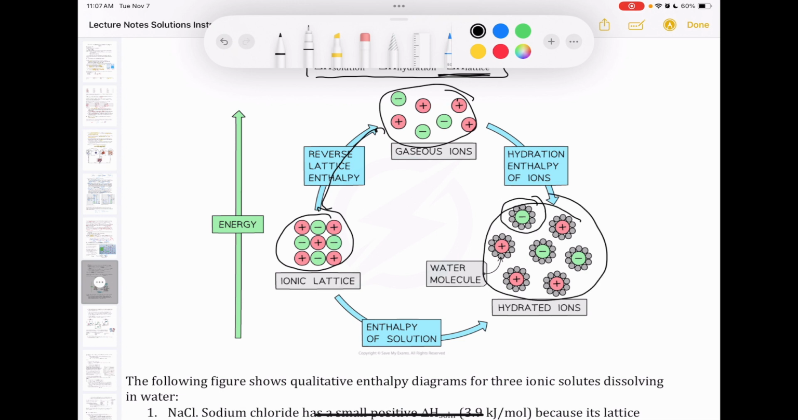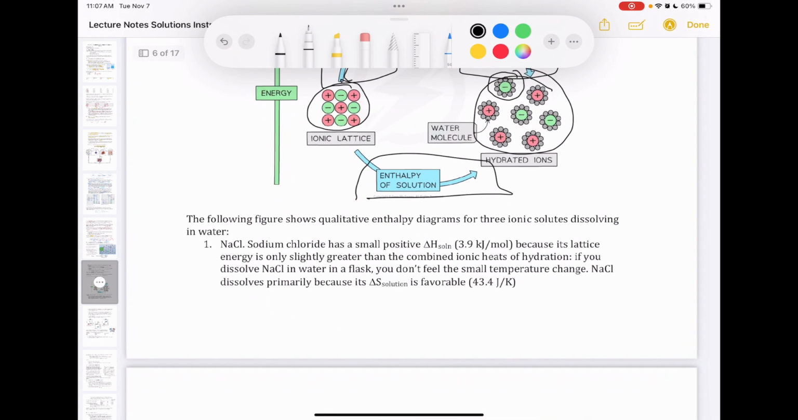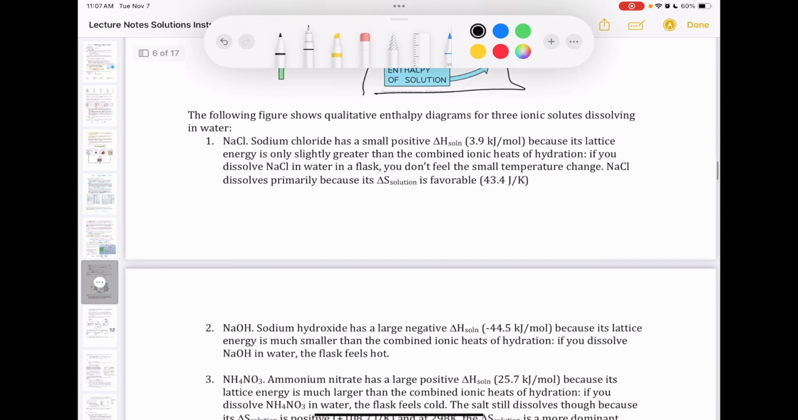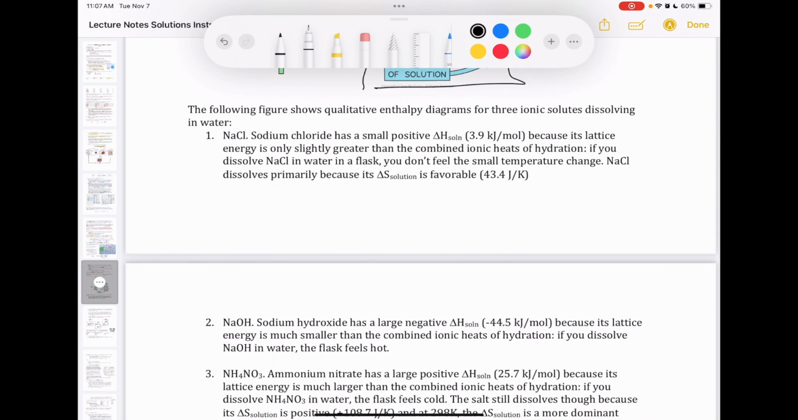And then the sum of these two processes, which is this part and this part, is what gives you the enthalpy of the solution, okay? Now you can get different values of delta H of solution depending on how strong the interactions are in your ionic solutes, right? So I'm going to give you three examples because there are three different possible values.